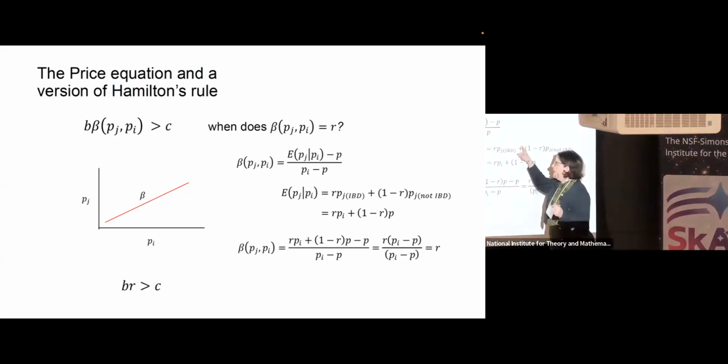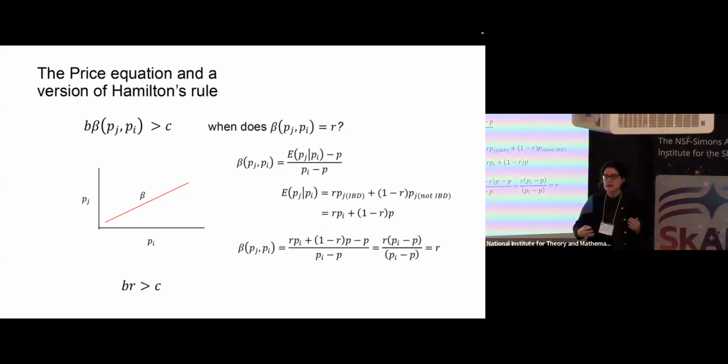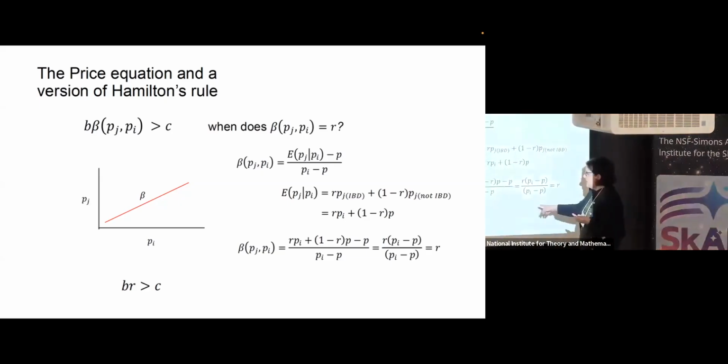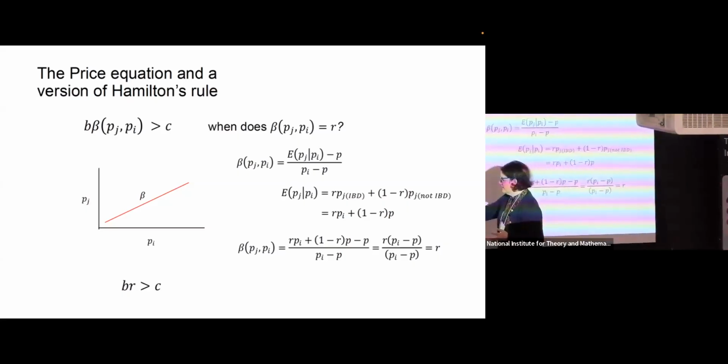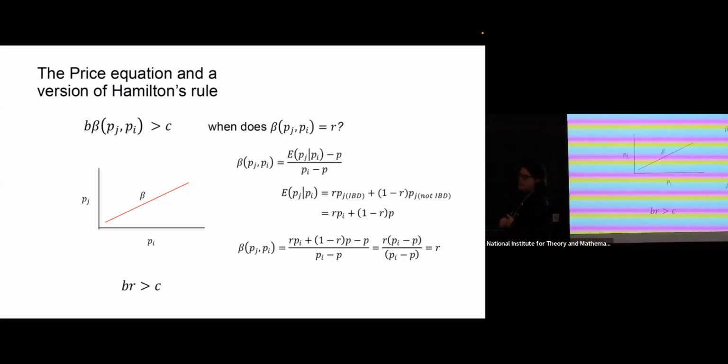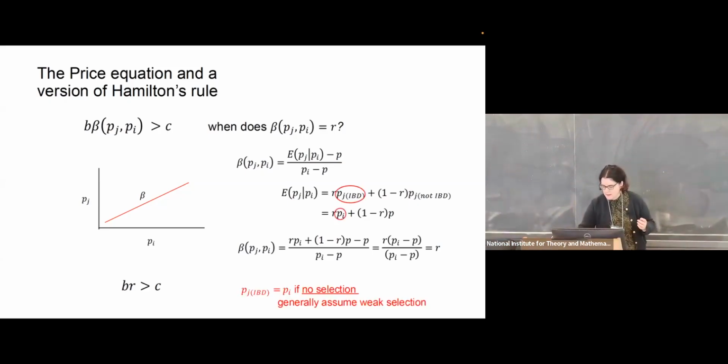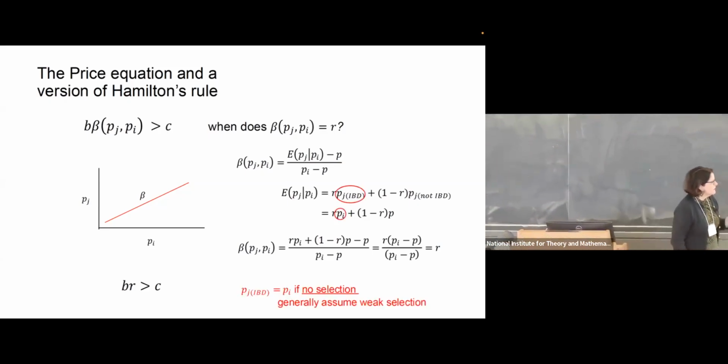What about if we are identical by descent? Well, I could say that it's just the frequency in individual I. We're identical by descent, so it should be the same. And so if that's true, I can do a little algebra and boom, there's R, and I've retrieved Hamilton's rule from the price equation. I did do something not completely okay.